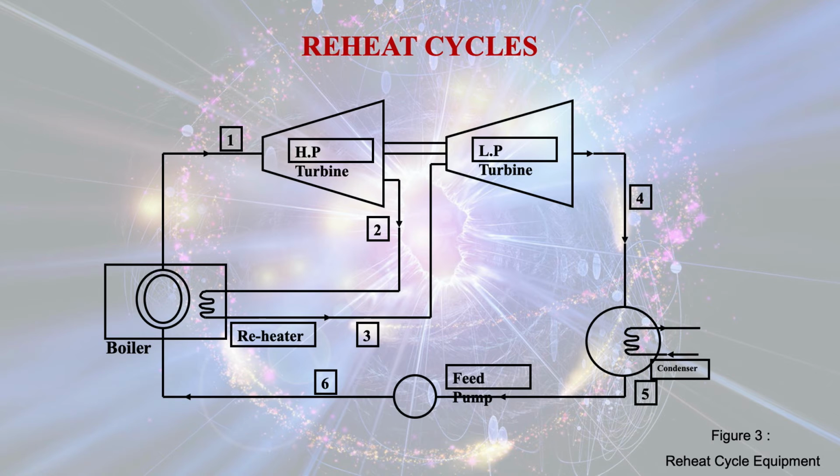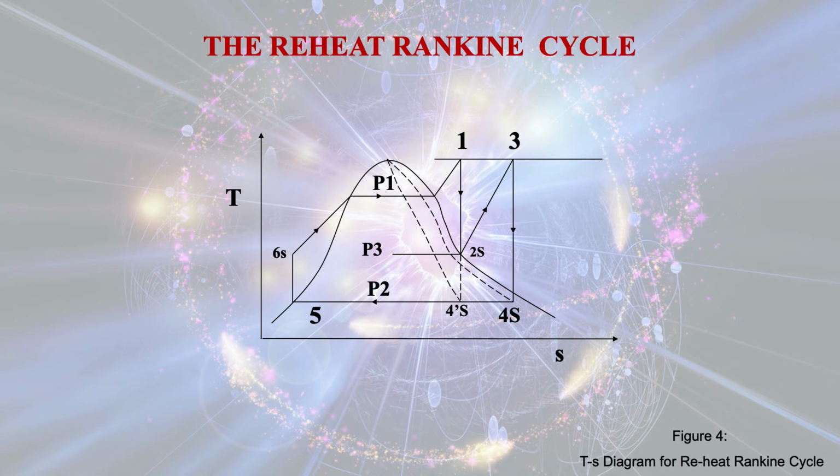And now you will see how we can calculate the net work done for this case. This is the TS diagram for the reheat Rankine cycle. Now, point 1 is the entry point of the high pressure, high temperature steam into the high pressure turbine, and H4S is the isentropic process for the exit of the turbine.